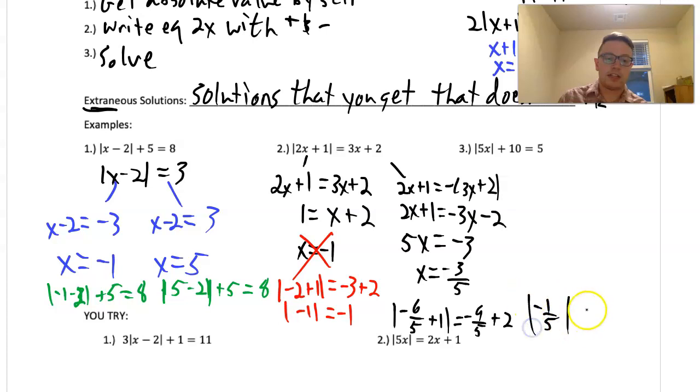Is the absolute value of that going to be the same as negative 9/5 plus 10 over 5? It is. This will be 1/5. This will be 1/5. So this is a good solution. It is not extraneous.